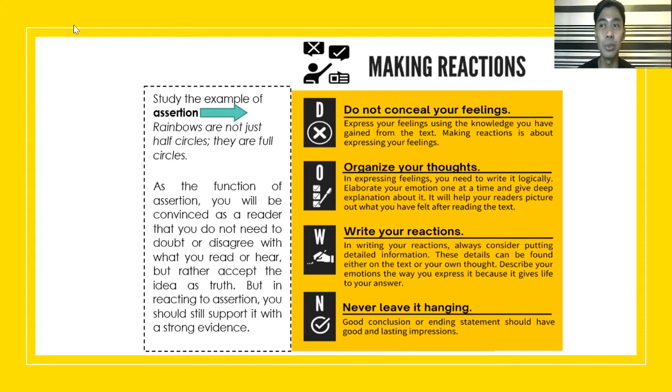Then for the letter W, write your reactions. In writing your reactions, always consider putting detailed information. These details can be found either on the text or on your own thought. Describe your emotions the way you express it because it gives life to your answer. And for the letter N, never leave it hanging. Good conclusion or ending statement should have good and lasting impressions. These are the things that we need to do using DOWN strategy in making reactions.